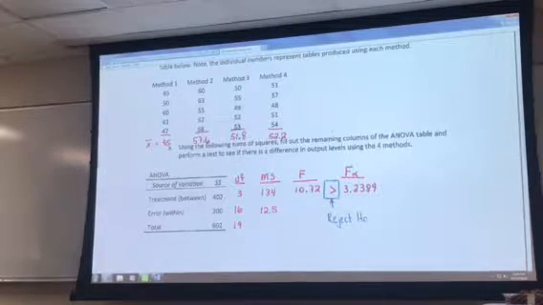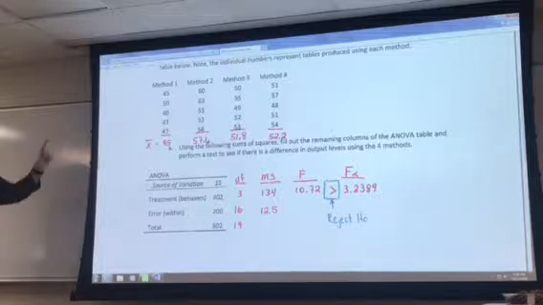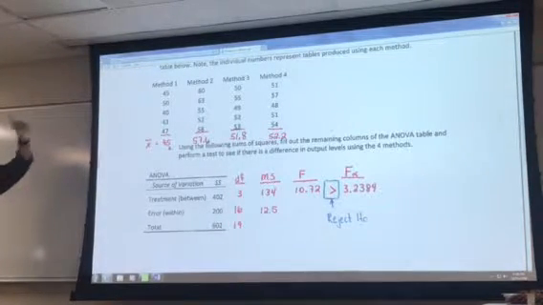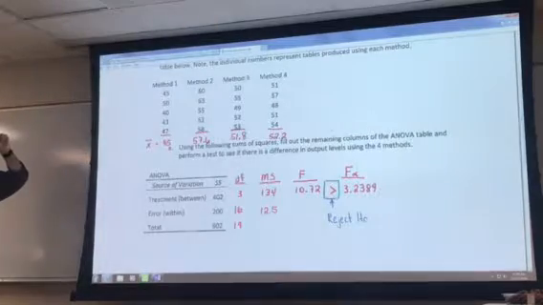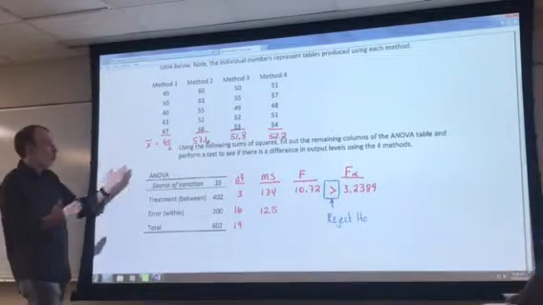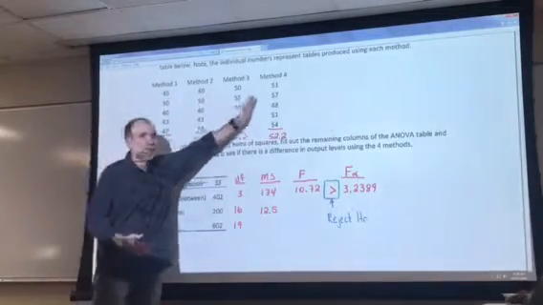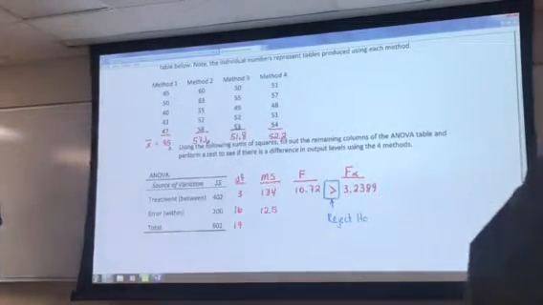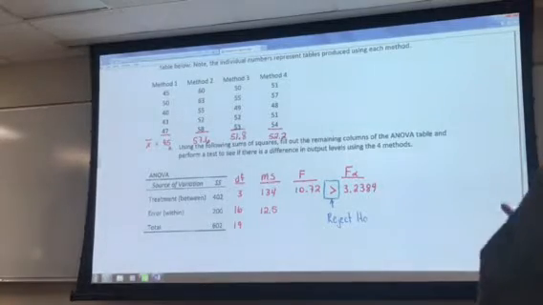You will reject H0 and accept HA. And what does that mean? Remember, what question am I asking with ANOVA? Only one question with ANOVA. Is there a difference in the average whatever for method 1, 2, 3, and 4? And in this case, I rejected H0, so that tells me there is a difference.